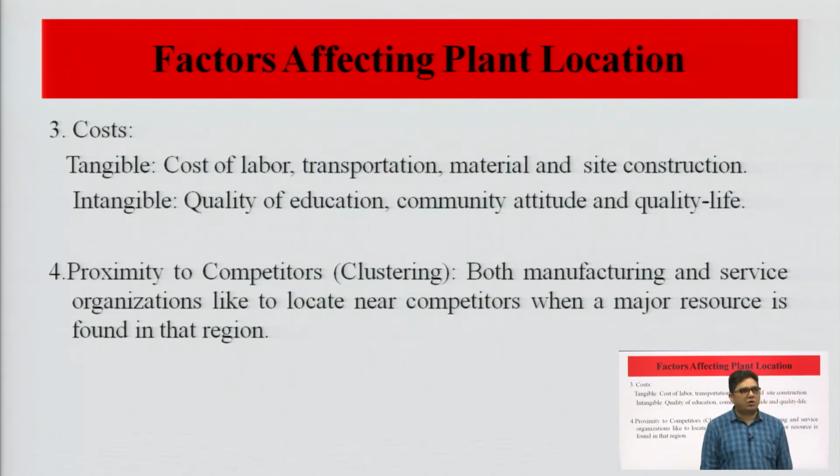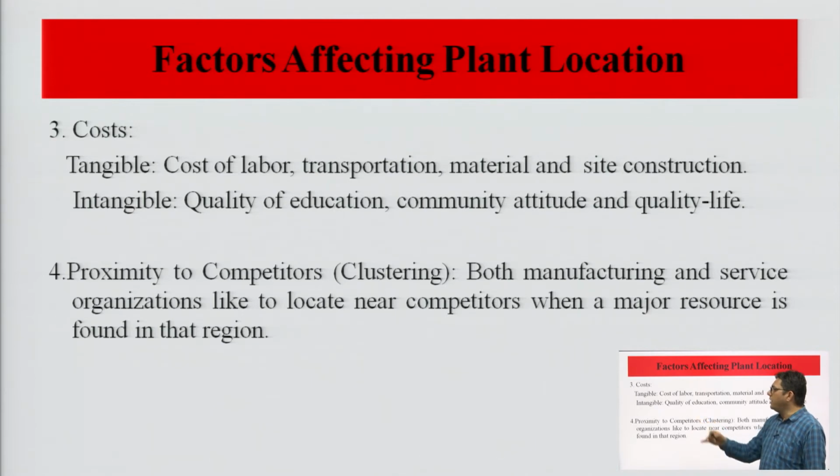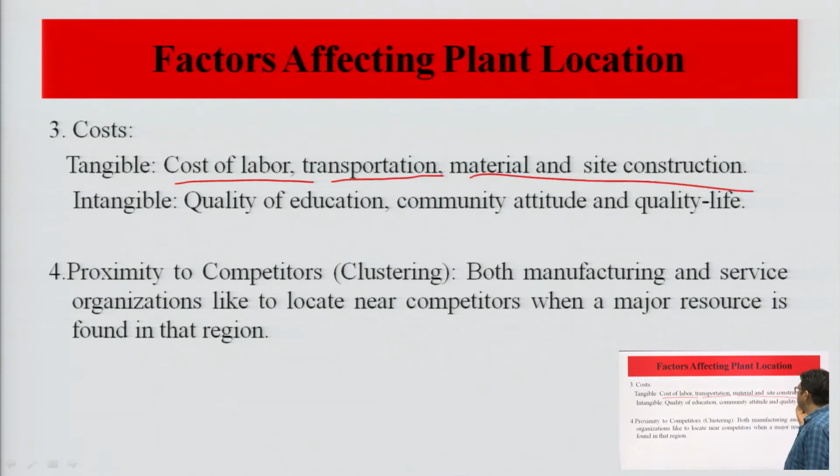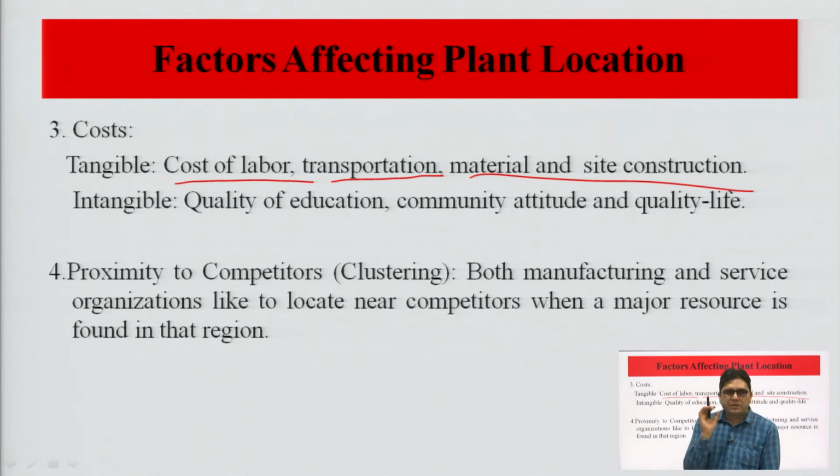Next, it is the cost. Cost is tangible and intangible. Tangible is the cost of labor, transportation, material and site construction. So, when you select a location or you are establishing a new plant, both costs are involved. It is fixed as well as variable.